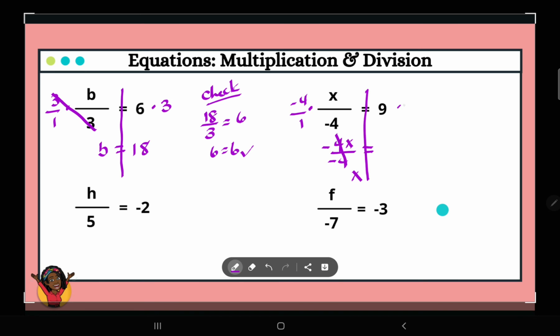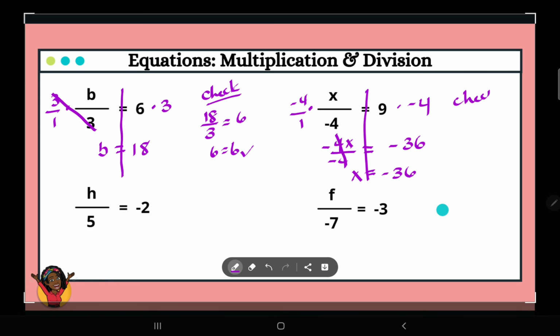Anything I do to one side, I have to do to the other side. So I'm multiplying the other side by negative 4 as well. Positive times a negative is going to be negative. 9 times 4 is 36. So x is equal to negative 36.